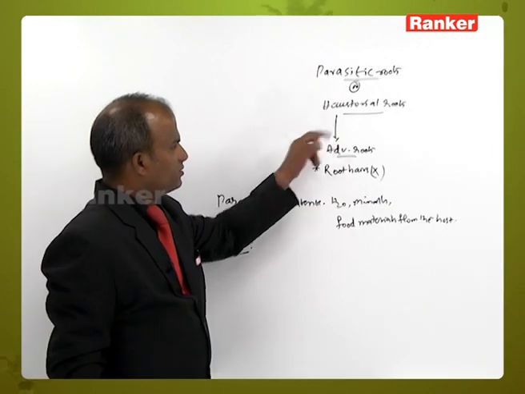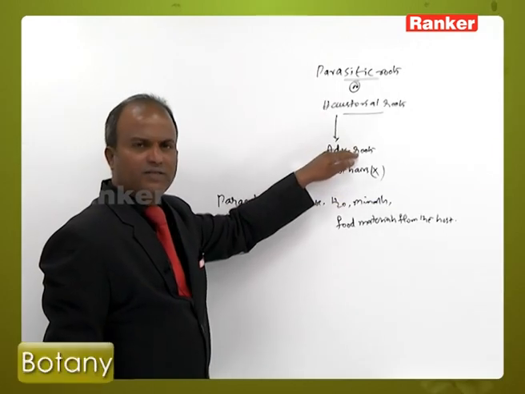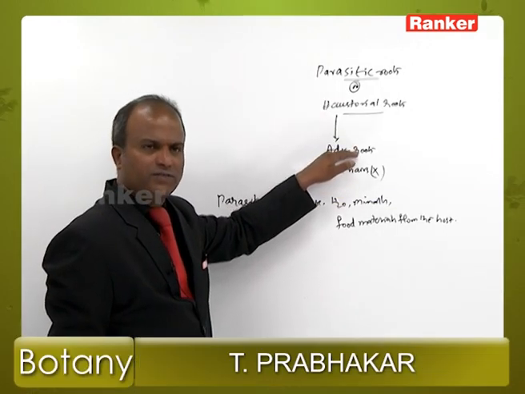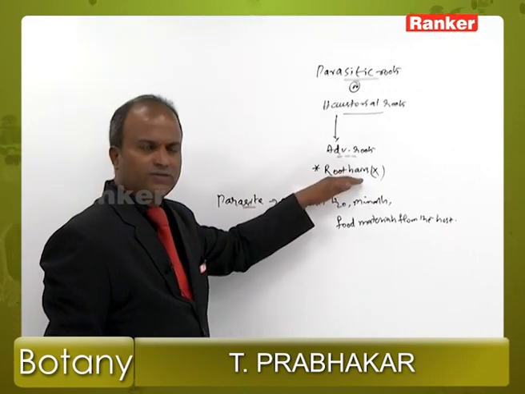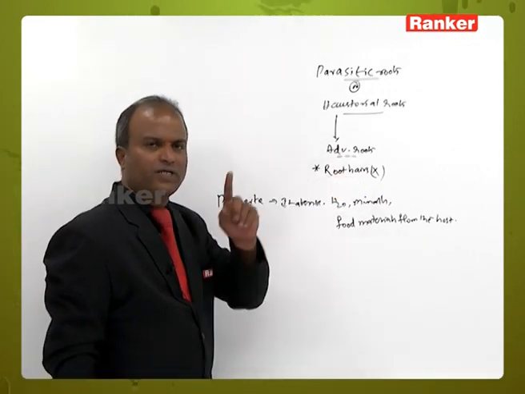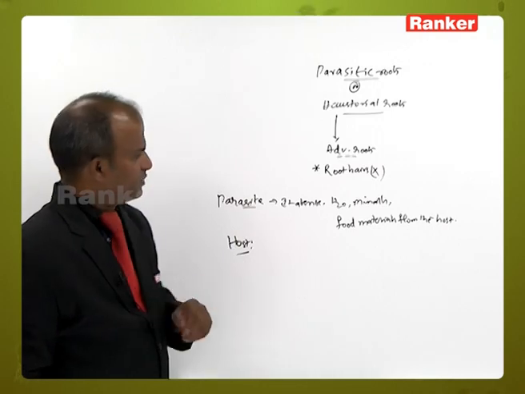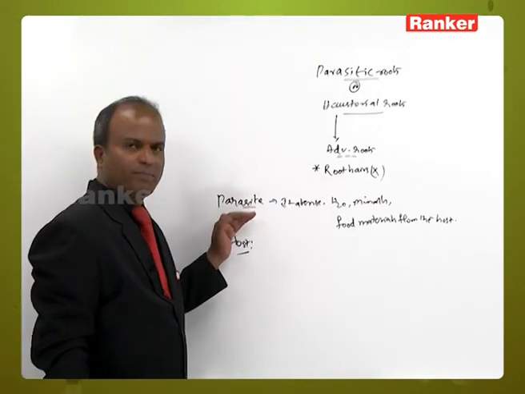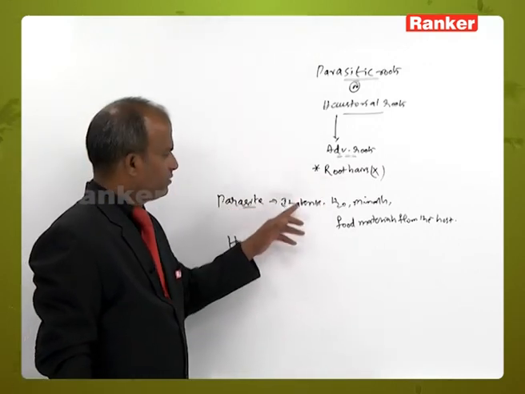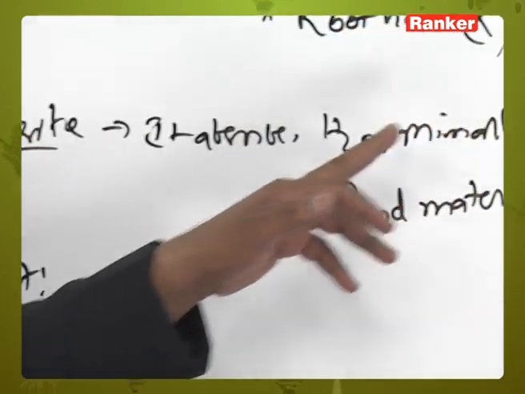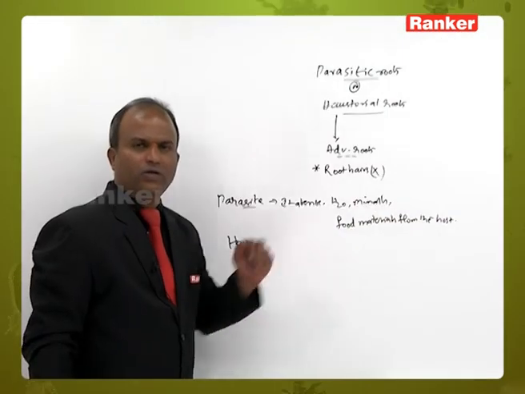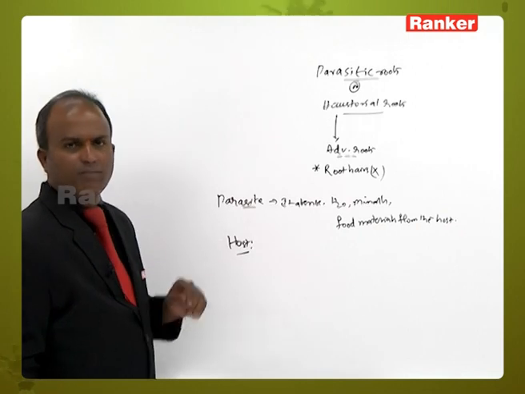These parasitic roots are haustorial roots. These are nothing but a special type of adventitious roots. In these, root hairs are completely absent. And what is meant by parasite? A parasite is a plant which absorbs water, minerals and food materials from the host. It is nothing but a parasite.